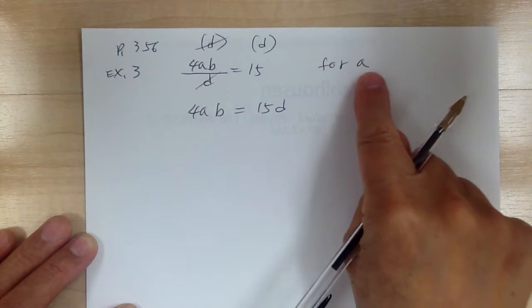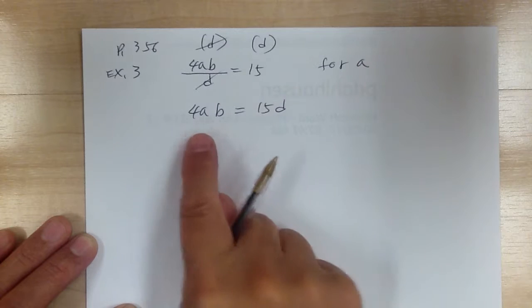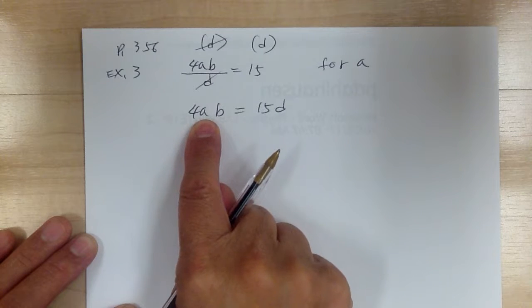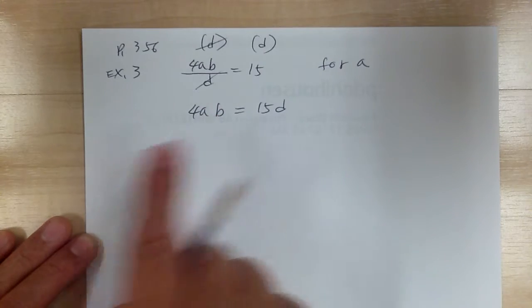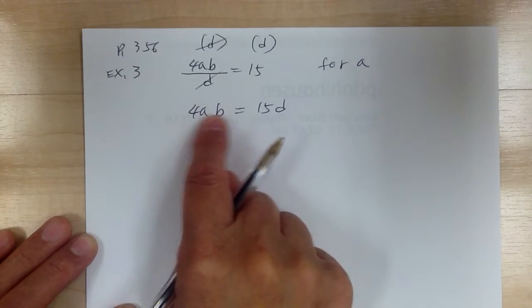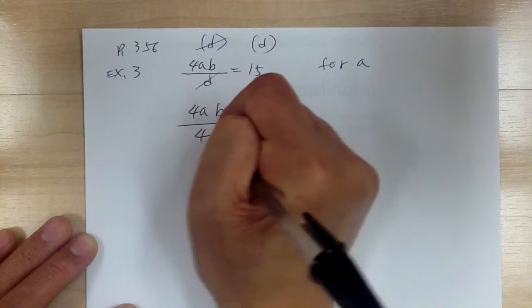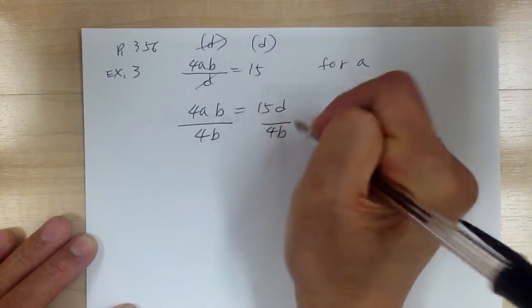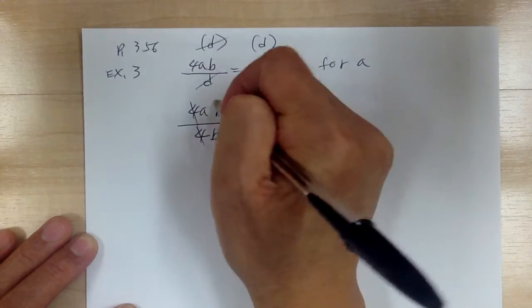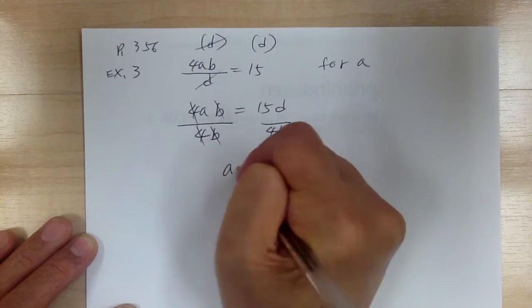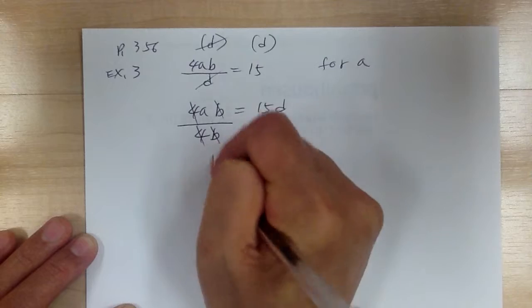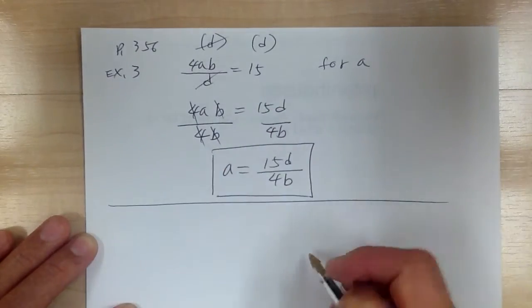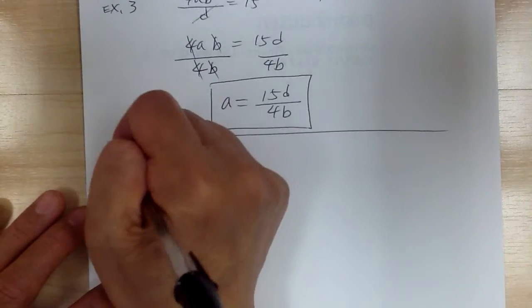Now again, remember you're solving for a, right? So you're keeping the a, so you have to get rid of the 4 and the b. And when you're going to get rid of something, you have to do the opposite. This is a multiplication, so to get rid of it, you have to divide by 4b. So that the 4 cancel out, b and b cancel out, right? So a equal to 15d over 4b. Okay. Now let's go to example 4.